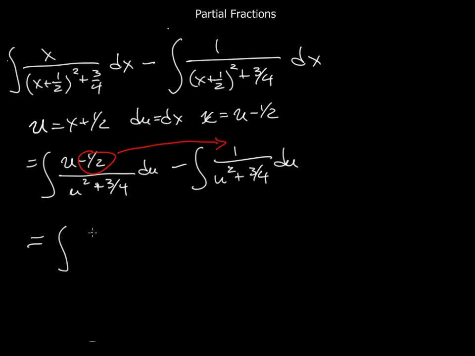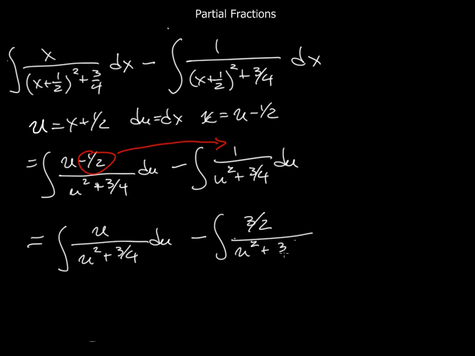So this becomes u over u squared plus 3/4, minus the integral of, let's see, 1 plus a half is 3/2, so it's minus 3/2 over u squared plus 3/4. And we know how to do both of these integrals.